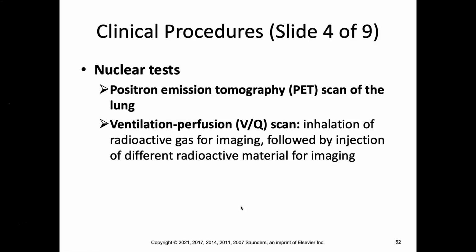Nuclear tests, those nuclides, nuclear medicine, PET scans are done. Ventilation perfusion scans, VQ scans, those are done as needed, and that's where you inhale radioactive gas and then they image you. Then they follow it by injecting different radioactive materials and then do another imaging. So it's a VQ scan. They're looking for that perfusion between air and how that's crossing over into the bloodstream.